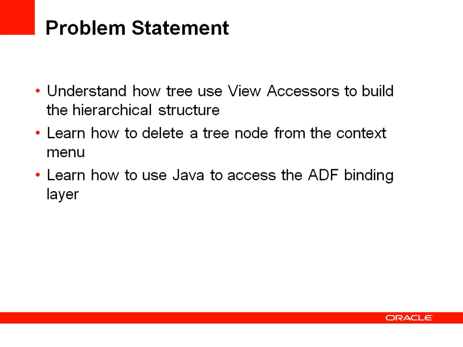The problem statement that we want to solve in this little video is to understand how the tree actually uses the view accessor to build the hierarchical tree structure. You should also learn how to delete the tree node from the context menu. So we're building a context menu that allows you to delete the selected tree nodes. And then we will learn how to use Java to access the tree, because once you understand how view accessors work, we know that not every tree node in the tree necessarily has a representation in the ADF binding layer as an iterator. So let's have a look.